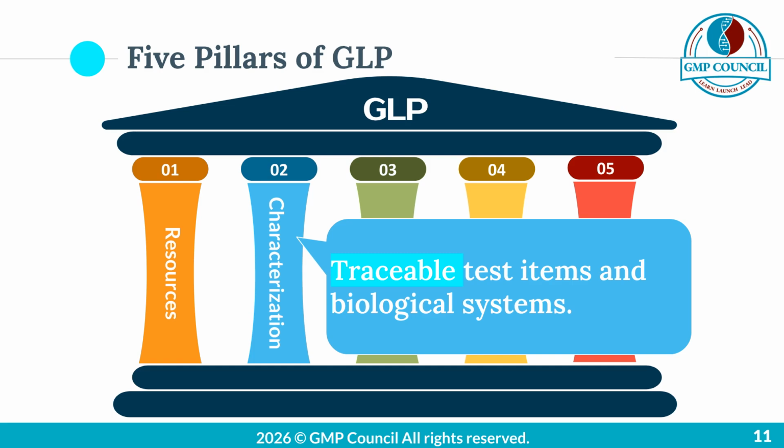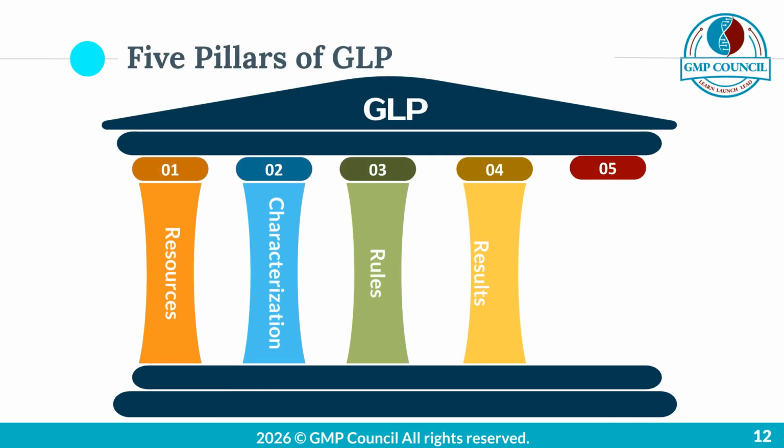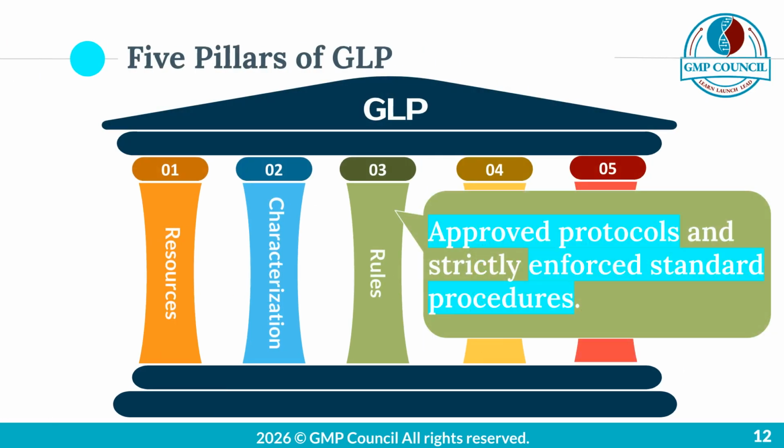With calibrated hardware and characterized test items ready, we need clear instructions on how to execute, which leads us to Pillar 3. Pillar 3, Rules, relies on pre-approved protocols and strictly enforced standard operating procedures. In a GLP laboratory, unscripted spontaneity is your enemy. Every task must follow approved protocols and standardized SOPs.